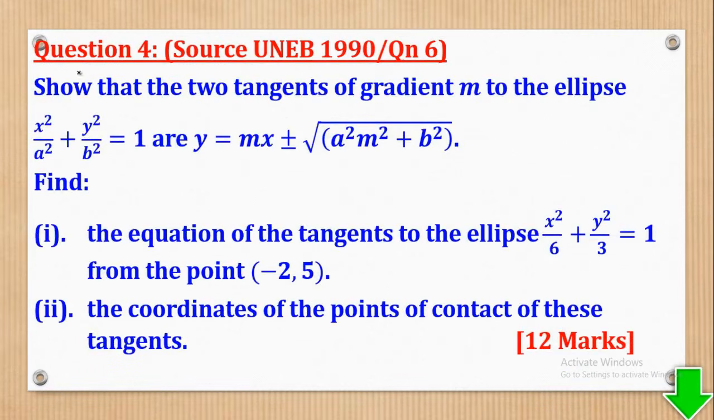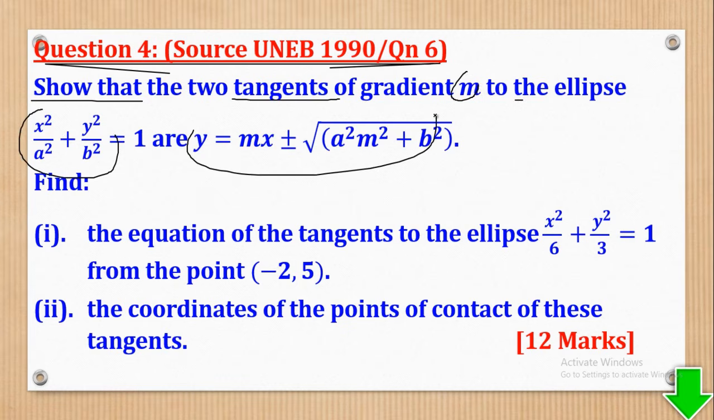So now we shall go to question 4, which came from UNEB 1990, paper 1, question 6, and says, show that the two tangents of the gradient m to the ellipse this are this. Then find Roman 1, the equation of the tangents to the ellipse this from the point this. Then Roman 2, the coordinates of the points of contact of these tangents.